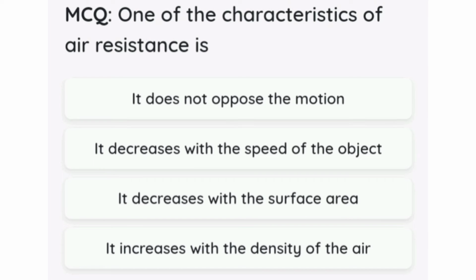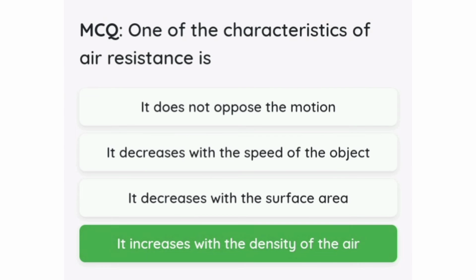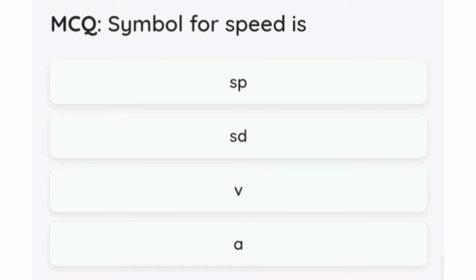So next we have one of the characteristics of air resistance: it does not oppose the motion, it decreases with the speed of the object. As you know, resistance means anything that decreases the speed, so it increases with the density of the air always. So the right answer is it increases with the density of the air.